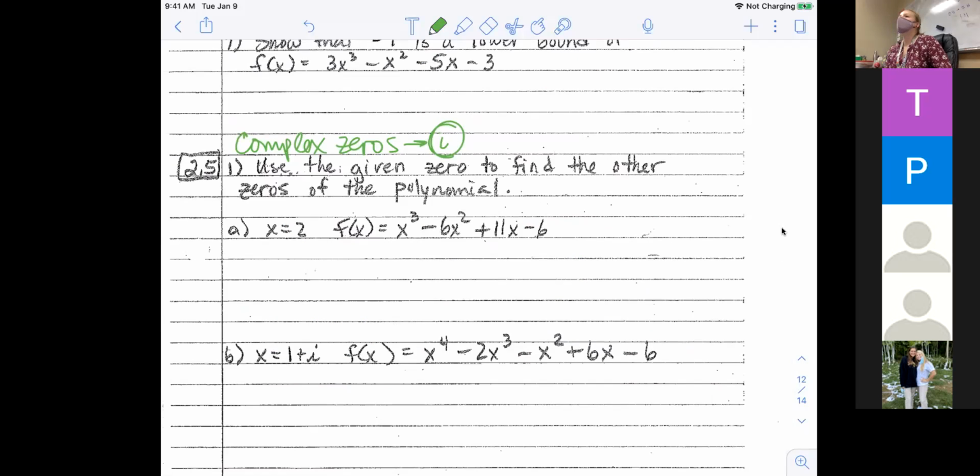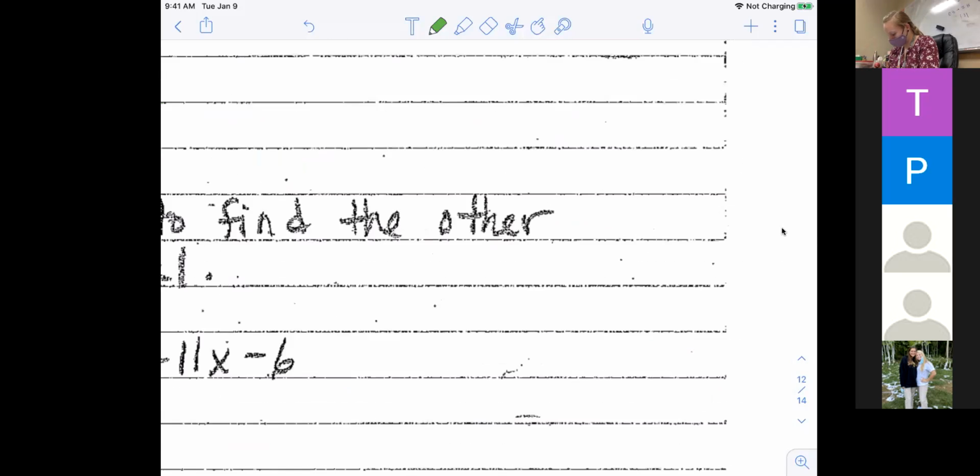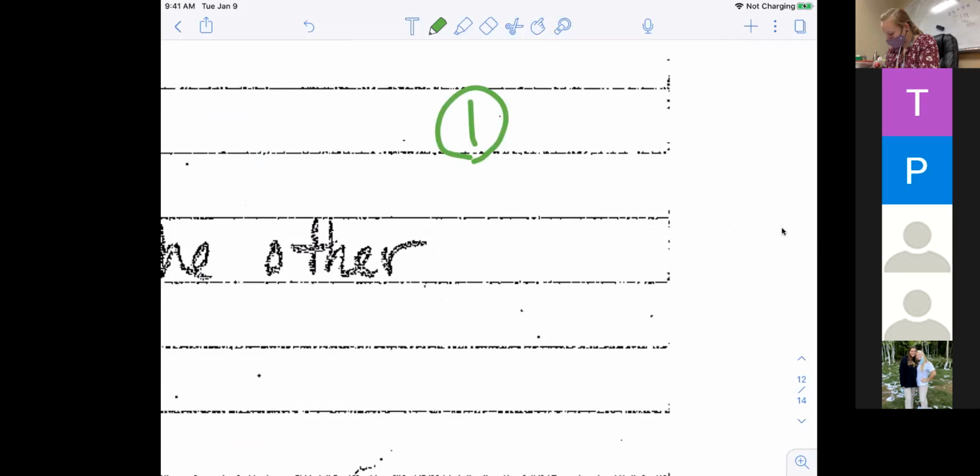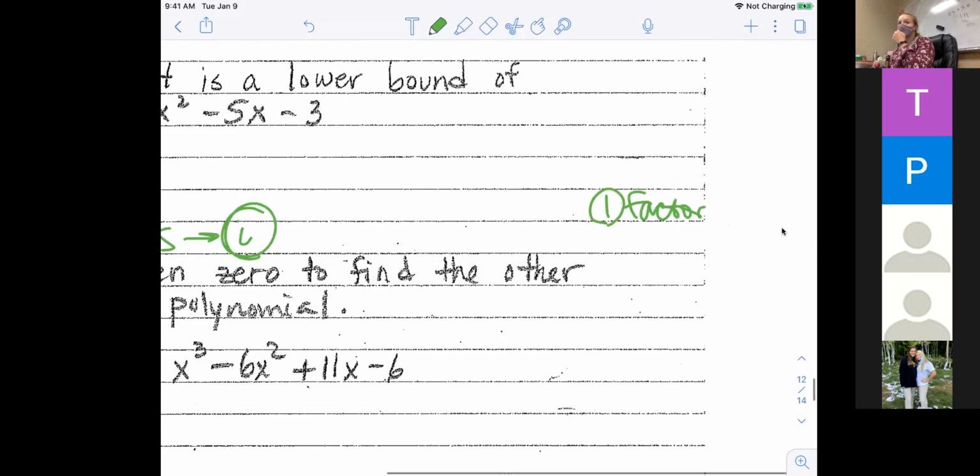Remember yesterday, this problem A is very similar to what we did yesterday. I've got a given zero, so I'm telling you that one of the zeros is 2, and then it says find all the other zeros of the polynomial. The first thing we always look to do is factor. Factoring is the easiest way to solve for 0, so if we can factor, that's what we want to do.